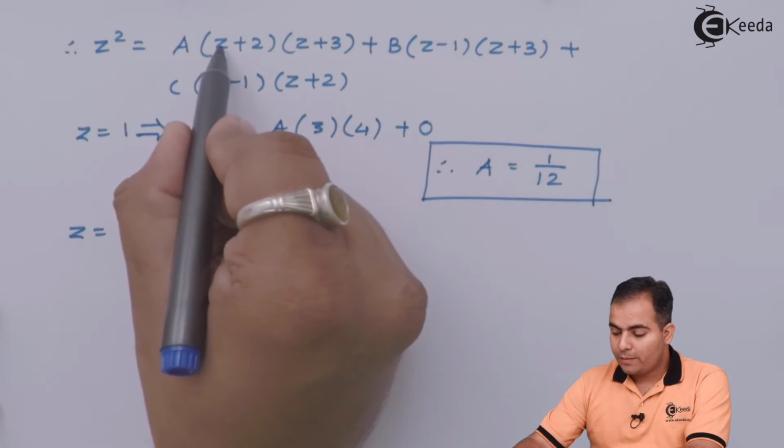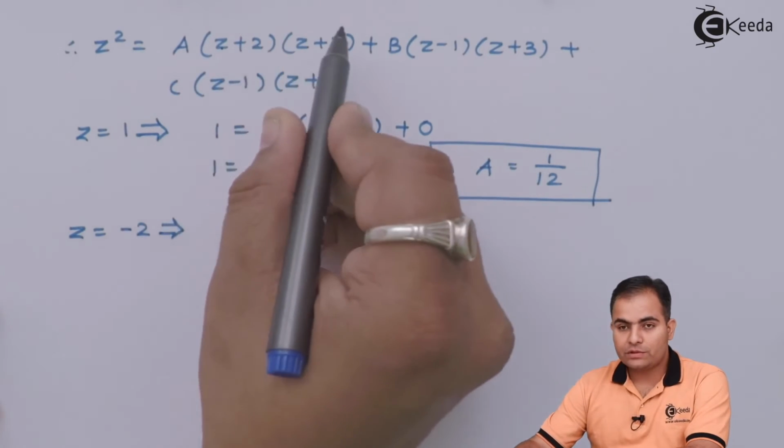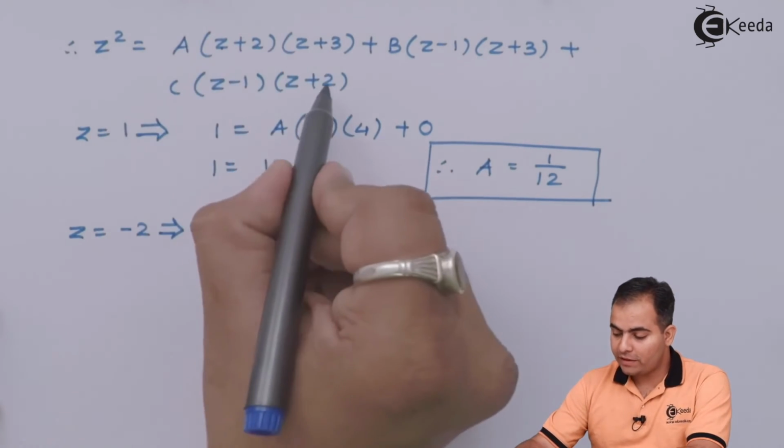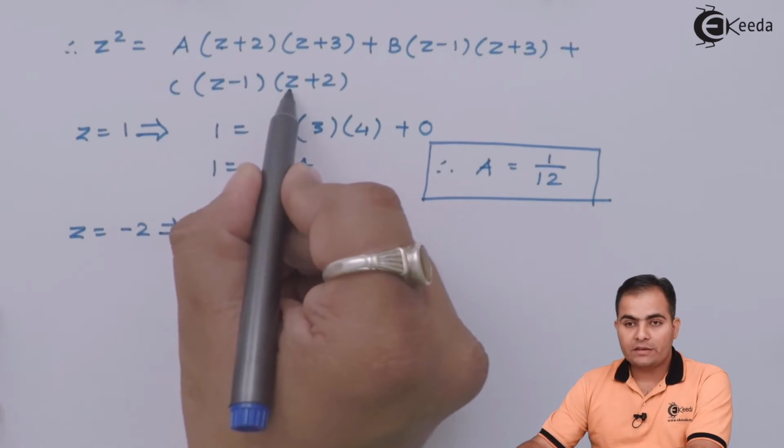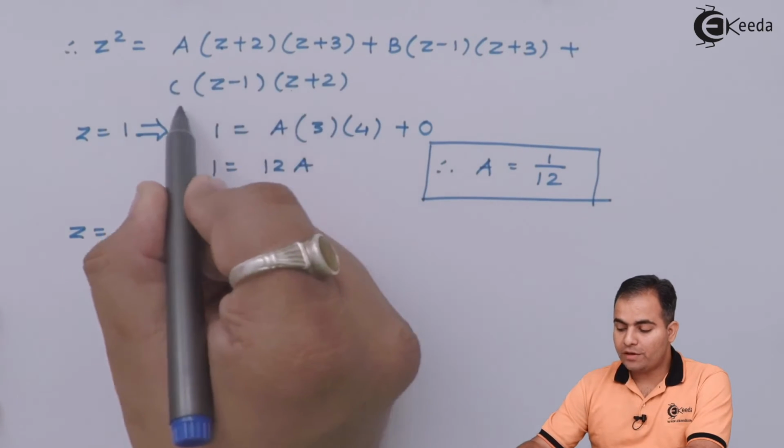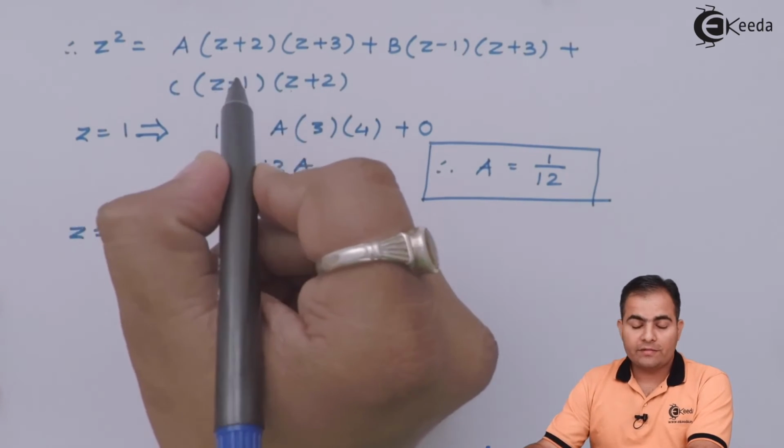So look at here, minus 2 plus 2 becomes 0. So 0 into whole term becomes 0. Similarly, look at here also. Minus 2 plus 2 becomes 0 and 0 into whole term becomes 0. So automatically a and c terms will vanish.